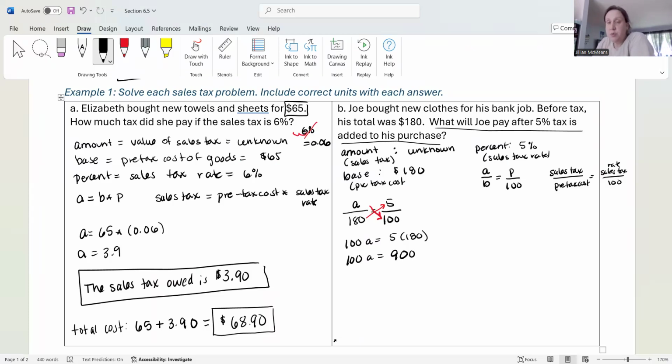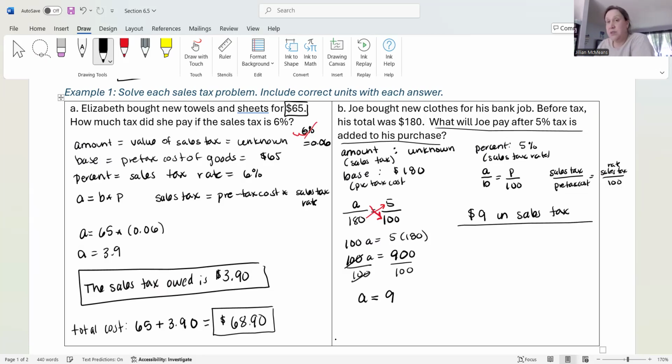And then what we want to do is undo the multiplication of 100 and A. That'll get the A all by itself. So we're undoing what has happened to our variable. So divide both sides by 100. 100 divided by itself is just 1, so we get 1 times A. And then 900 divided by 100 is 9. Okay, well, what in the heck does that mean? This means that we pay $9 in sales tax.